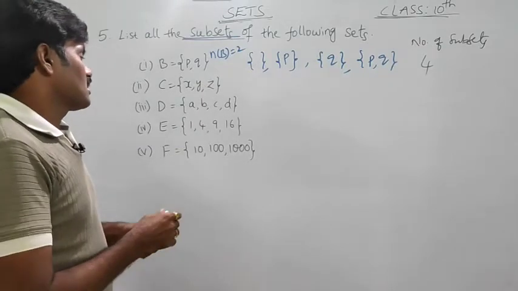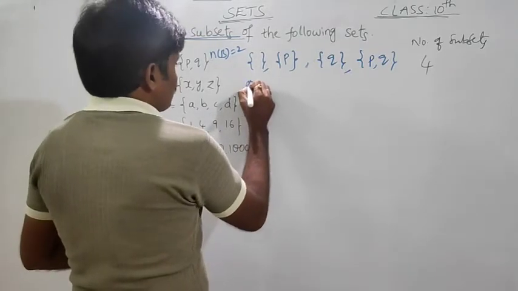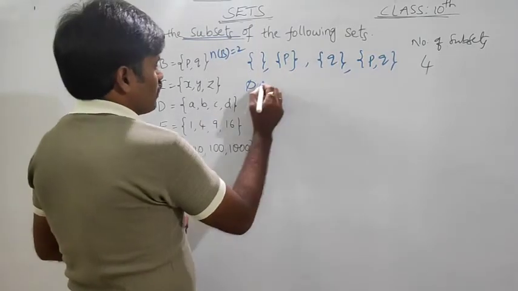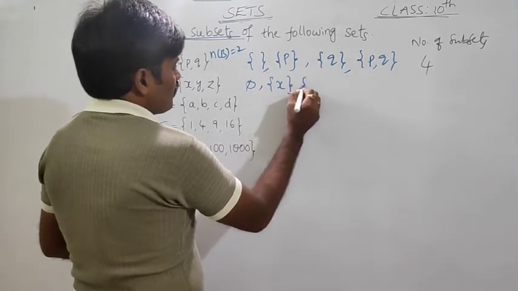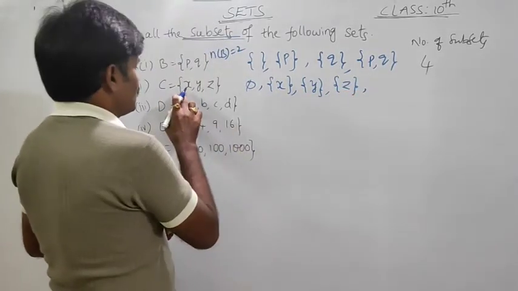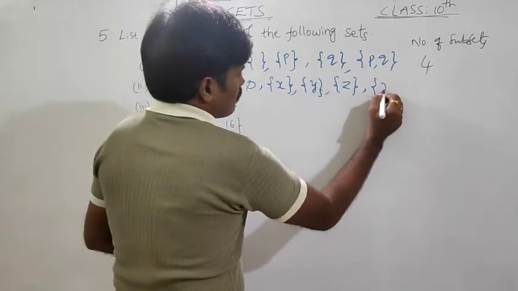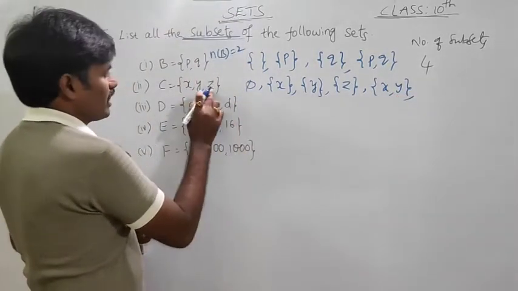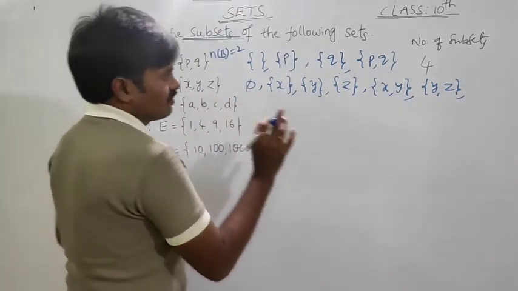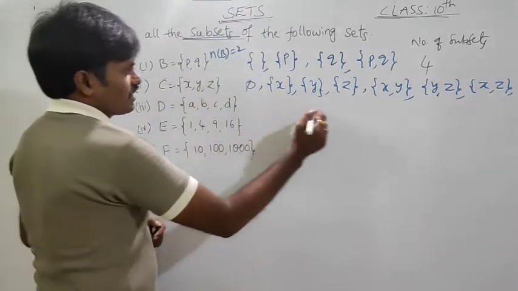Now list the subsets of the second set, that is XYZ. First we have to write the null set, because the null set is a subset of every set. Next, taking 1 element at a time, write the sets. Next, taking 2 at a time, here we have XY. Next YZ. Then next ZX or XZ, whatever the order may be. Now take 3 elements at a time, XYZ.